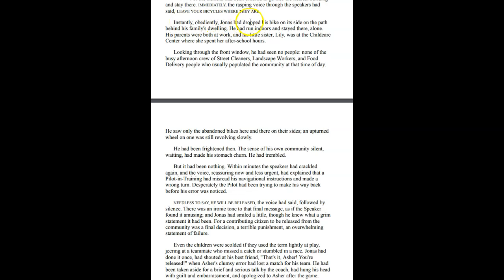Instantly, obediently, Jonas had dropped his bike on its side on the path behind his family's dwelling.